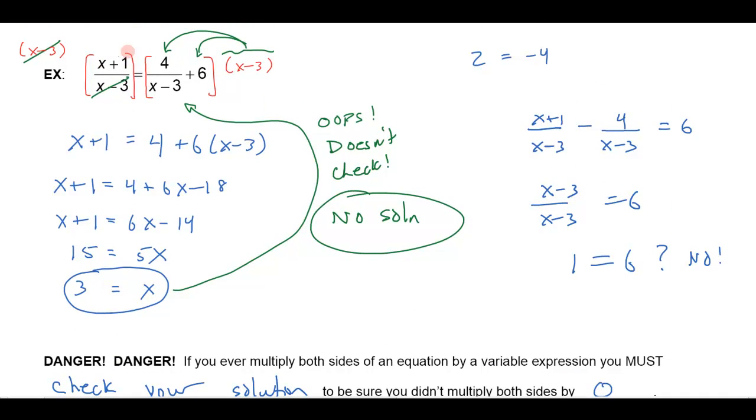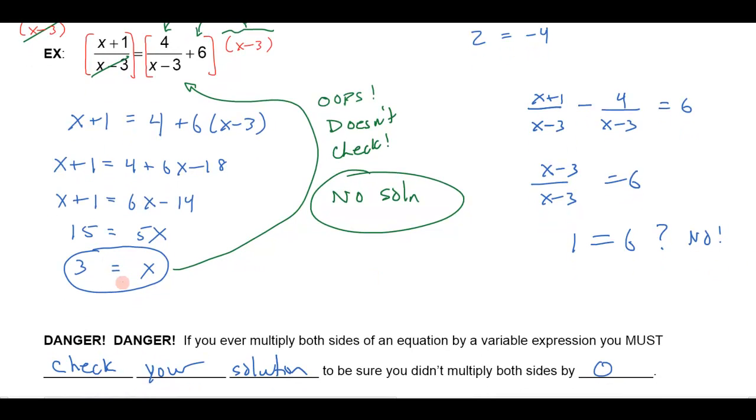And so again, the answer to this problem right here is that there is no solution. If you do all your work and you find out that the answer doesn't check, then you just throw that one out, and in this case, there'd be no solution.